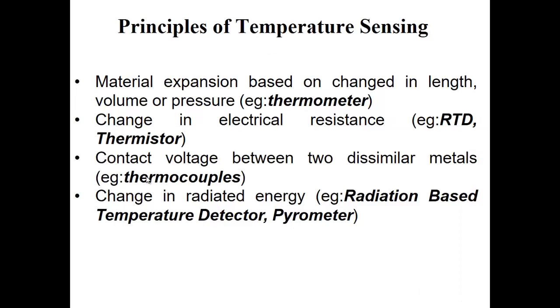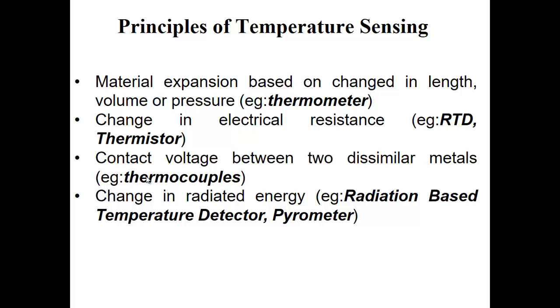Okay, so the principle of temperature sensing, the temperature sensor principle, kita ada 4 jenis. Either using the material expansion based on a change in length, volume or pressure. For example, a thermometer yang kita pakai dekat lab ataupun dekat a simple measurement yang kita nak buat dalam seharian. Most of them kita pakai thermometer, iaitu menggunakan thermal expansion.